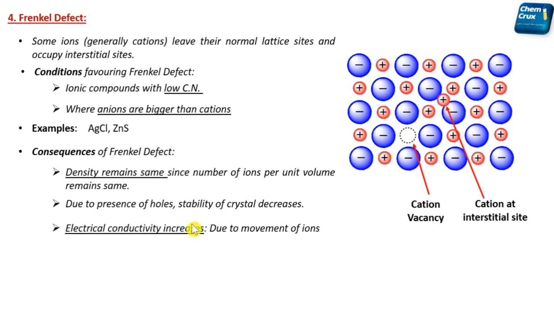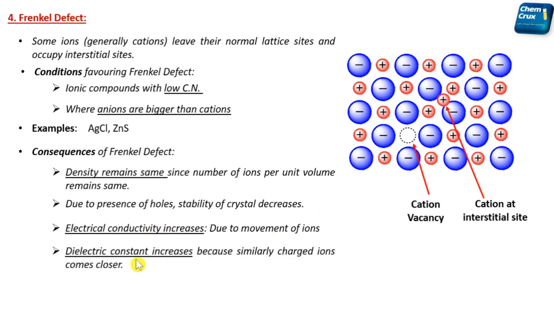Electrical conductivity of the solid will increase because ions are present at interstitial sites which can move to other interstitial positions as well. So due to the movement of ions, electrical conductivity will increase. Also holes are present. So again the holes can also move, and because of the movement of holes, the electrical conductivity will increase. Dielectric constant increases because similarly charged ions, here the cations, have come closer. So dielectric constant value will increase, right?